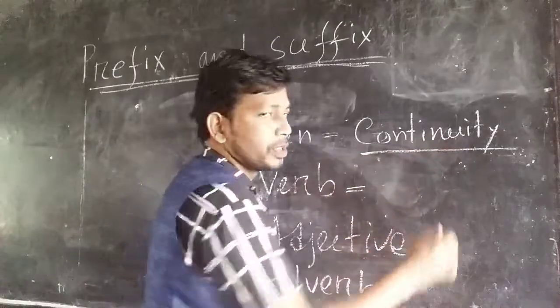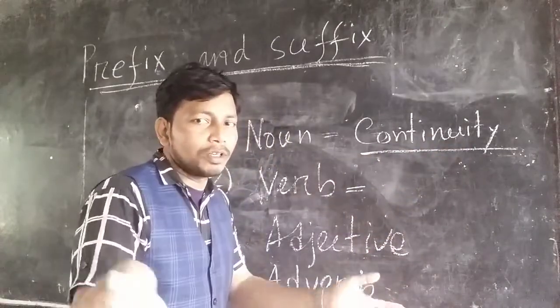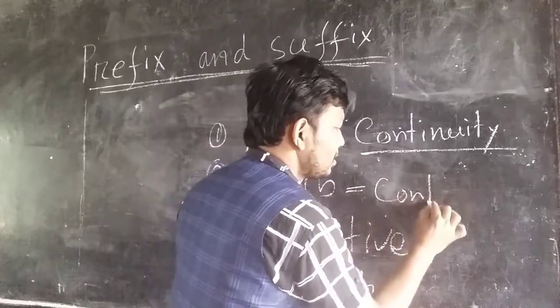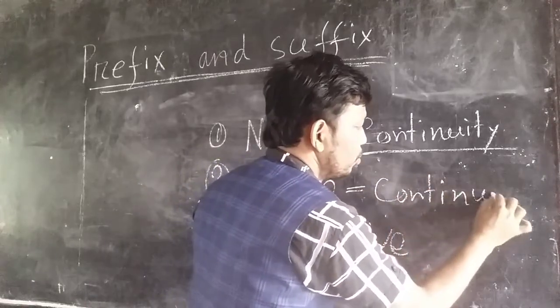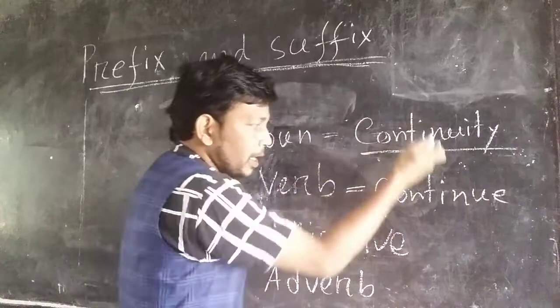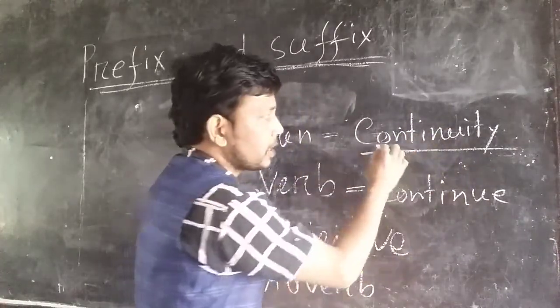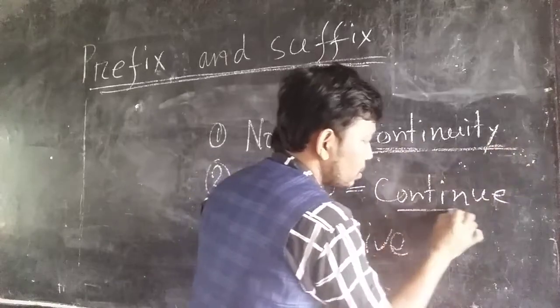How? There's continuity. You know that continue. Maybe you are continuing my video. So this is the word continue, C-O-N-T-I-N-U-E. This continue has come from the word continuity. So continuity is noun and continue is verb.